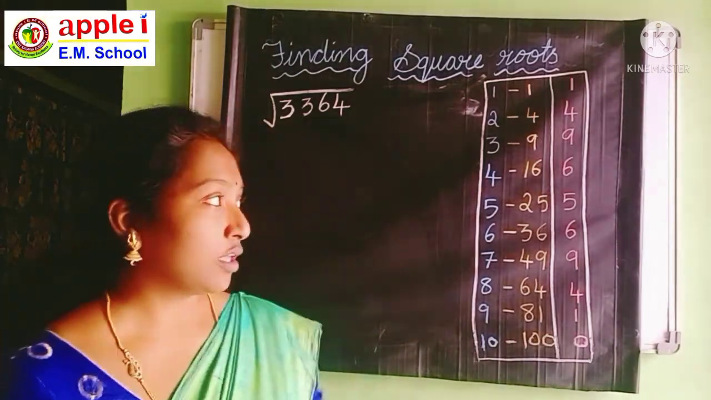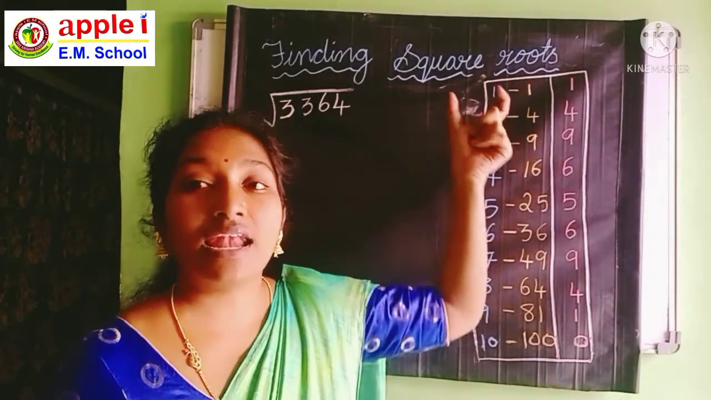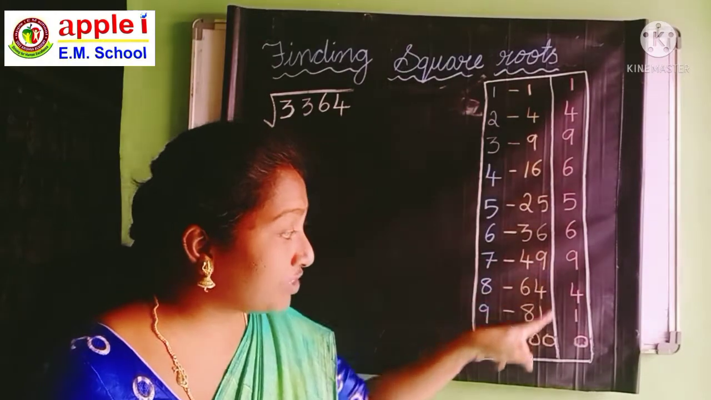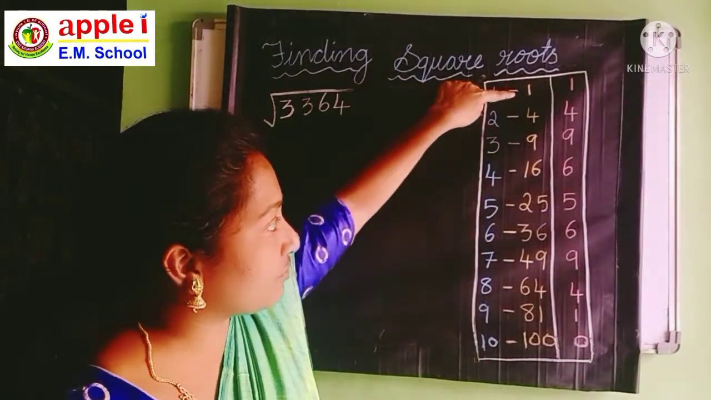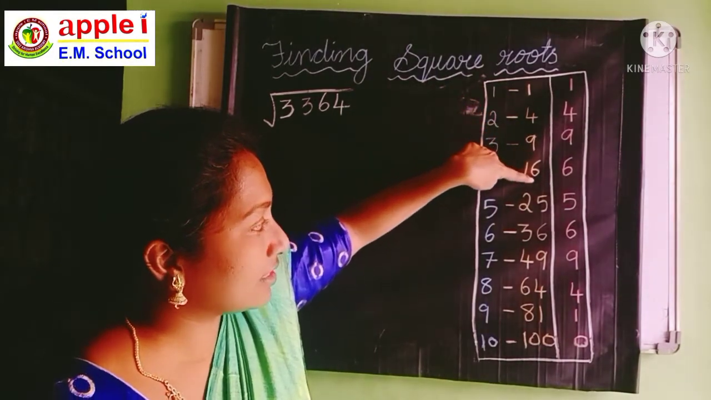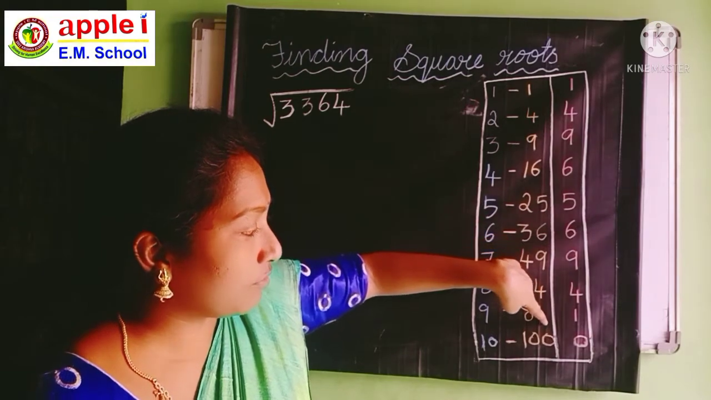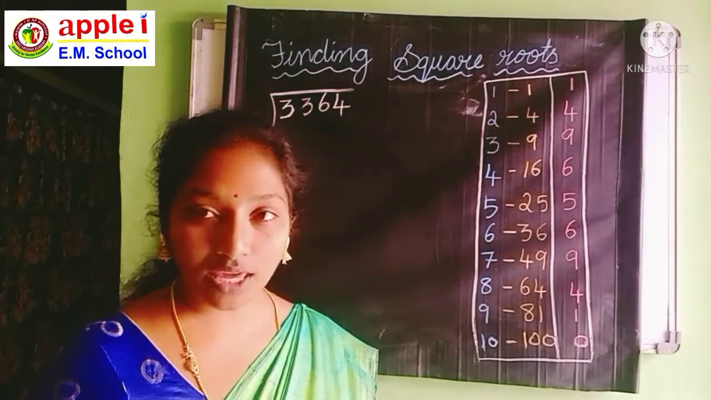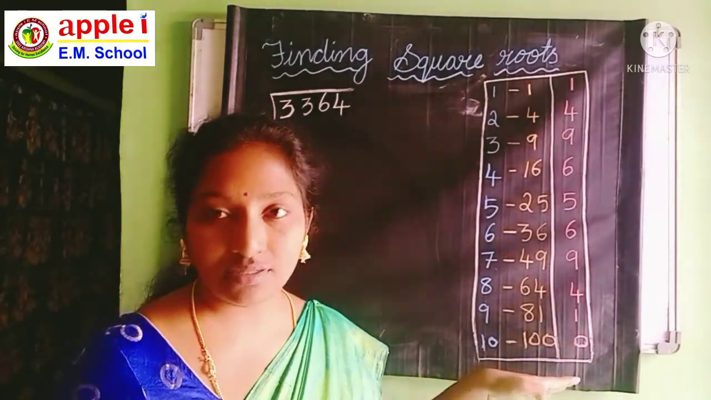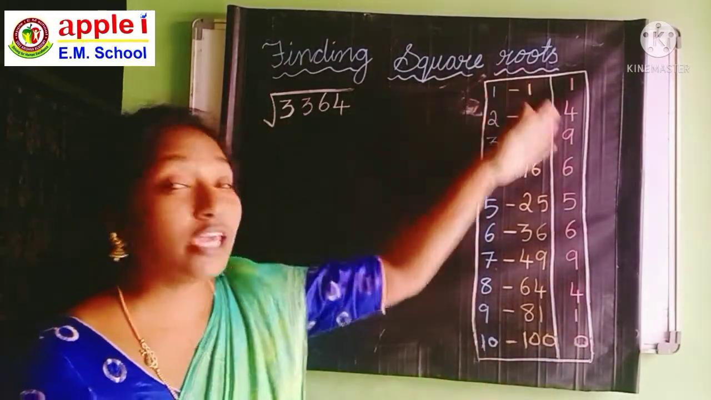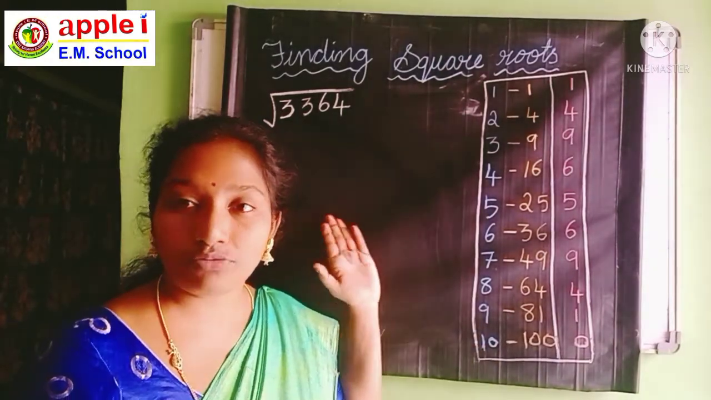If you observe this column, here I have written the last digits of these squares, meaning the units digits. See: 1, 4, 9, 6, 5, 6, 9, 4, 1, 0. Here I have written the units digits of these square numbers. Understood? By using this table, we are going to find the square roots of a given number.